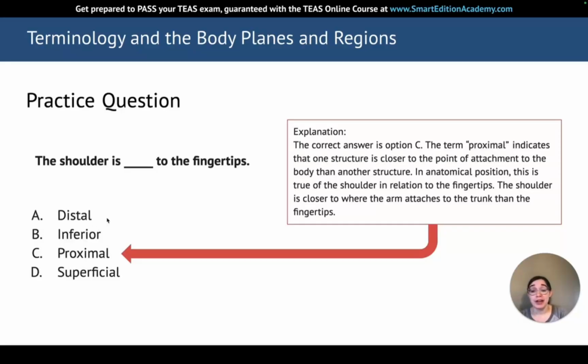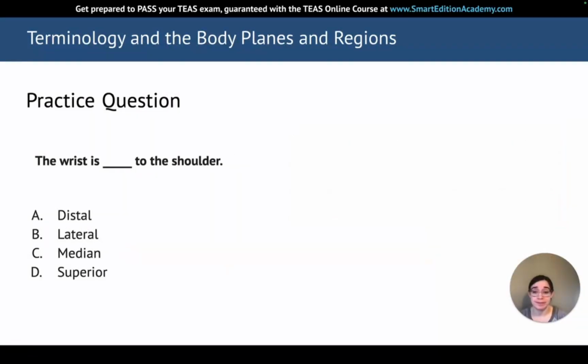The word inferior, as we've seen, means that a structure is below another, while the word superficial means that something is toward or on the surface of the body. So neither of those answers make sense here, and our best answer is option C, proximal.